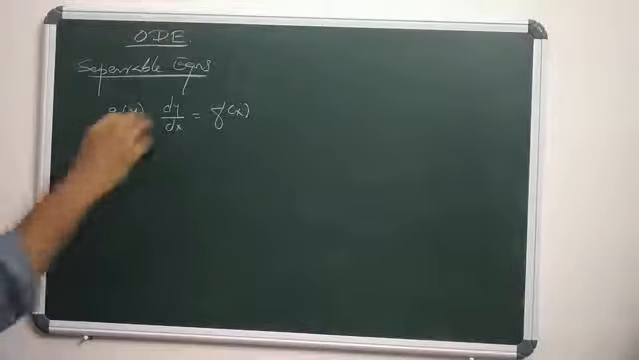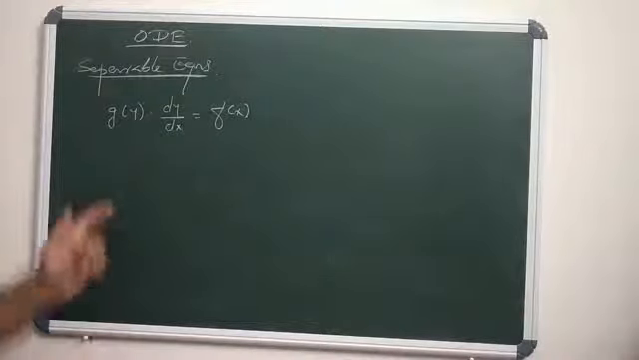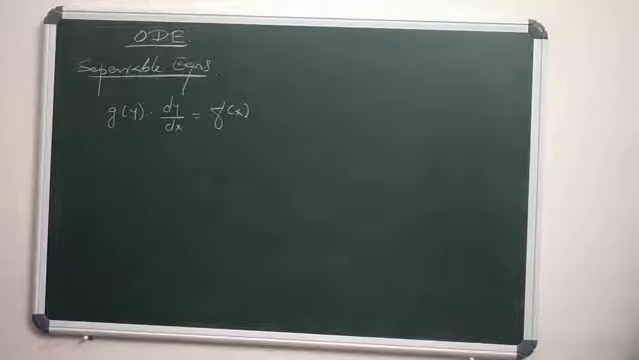Why? Because it consists of a differential coefficient or derivative. That means the presence of a differential coefficient is there. g of y into dy by dx equals f of x is nothing but a differential equation. What about its order? Order is 1. So it's a first order ordinary differential equation. Why? Because there is only one independent variable, x itself. Here y is the dependent variable.